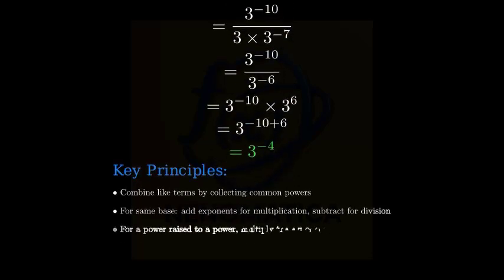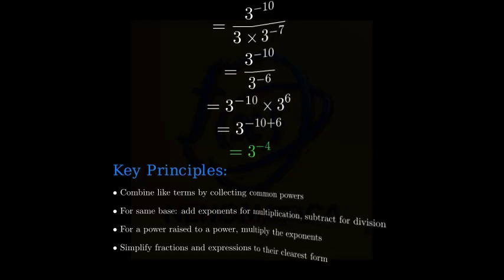That completes our examples on simplifying algebraic expressions with powers. Remember these key principles. Combine like terms by collecting common powers. When dealing with the same base, add exponents for multiplication and subtract for division. For a power raised to a power, multiply the exponents. Always simplify fractions and expressions to their clearest form. Try solving similar problems on your own to enhance your understanding of these concepts.